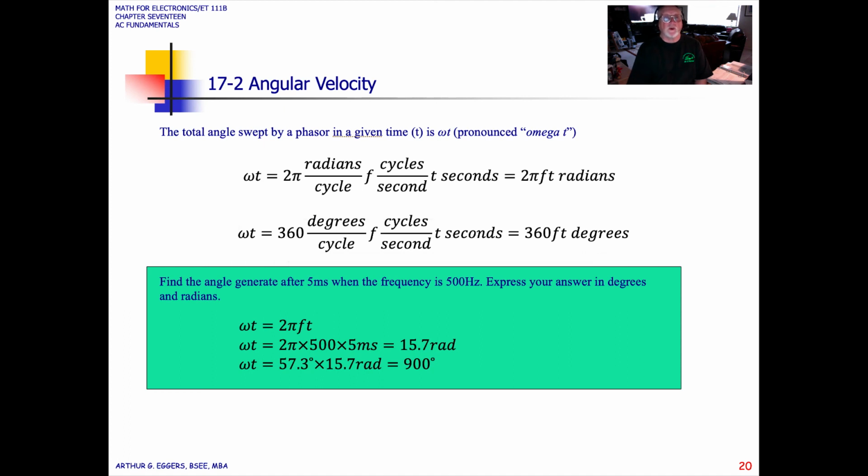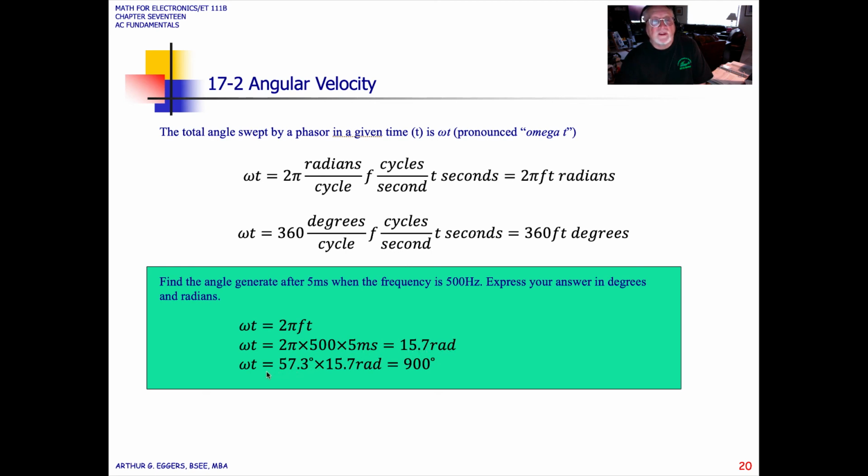So let's see how this works. If we want to find the angle generated after 5 milliseconds when the frequency is 500 hertz, what is the answer in degrees and radians? Let's start with the expression omega t is equal to 2 pi f t, and substitute for the frequency and the time, 500 hertz, 5 milliseconds. We end up with omega t equal to 15.7 radians.